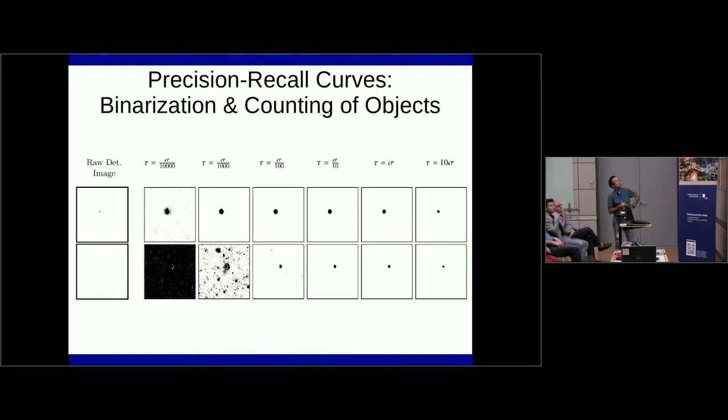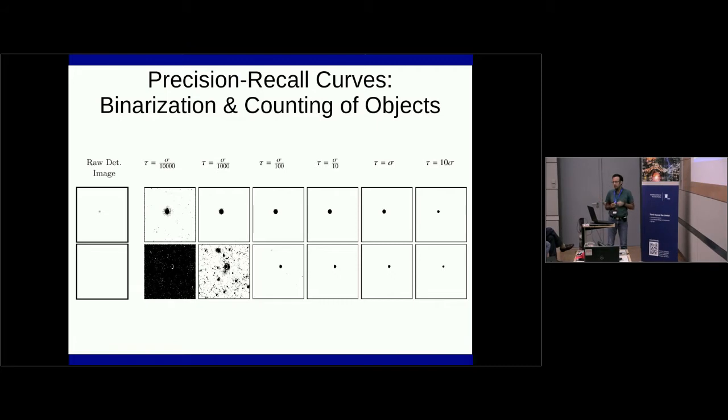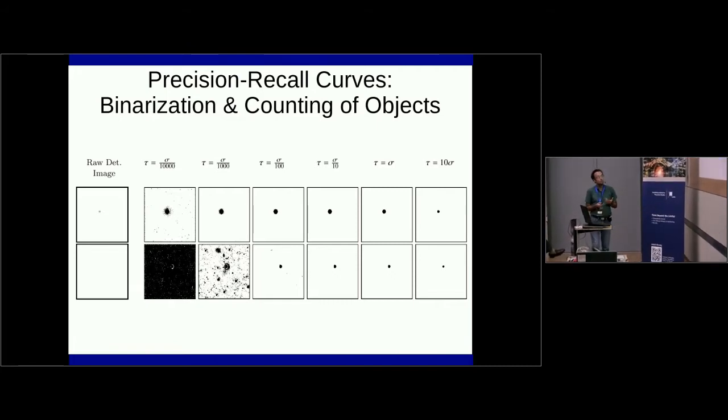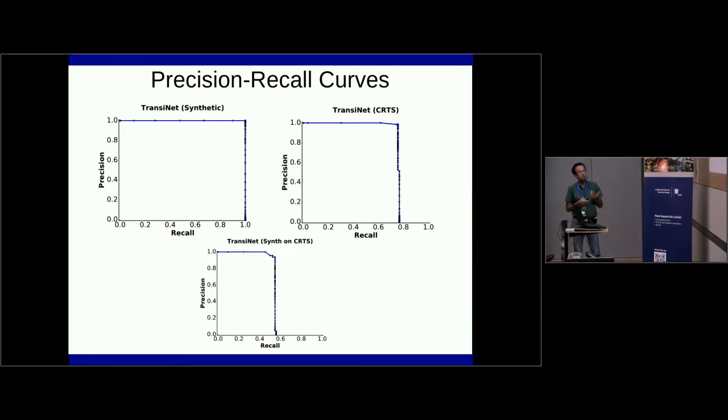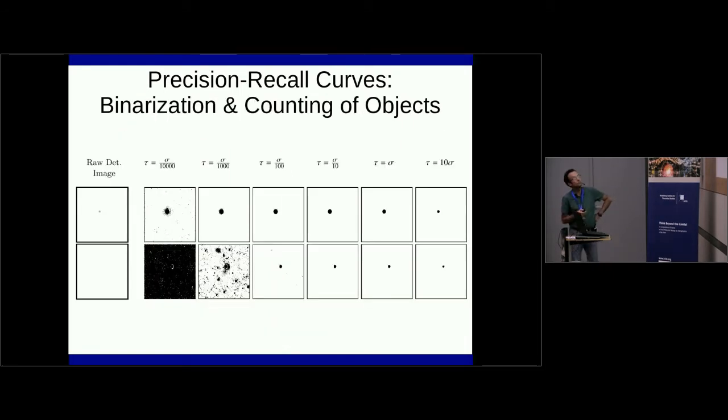Let's see how this has happened. Basically the output of the network was supposed to be something like a binary, although it also encapsulates the amplitude of the transient. But for generation of these curves, we needed to scan over some variable, which is usually a threshold. So we started thresholding the output images, and you see how far we needed to go down to see some noise really.